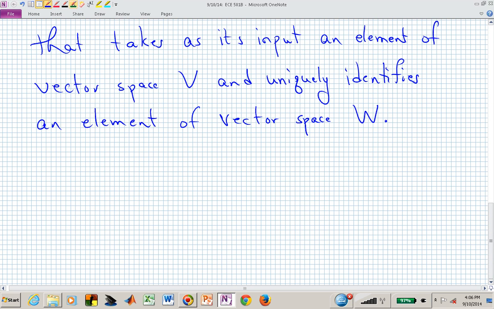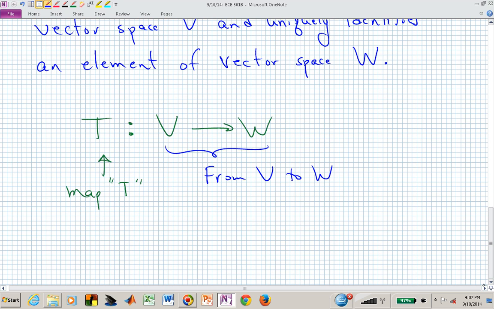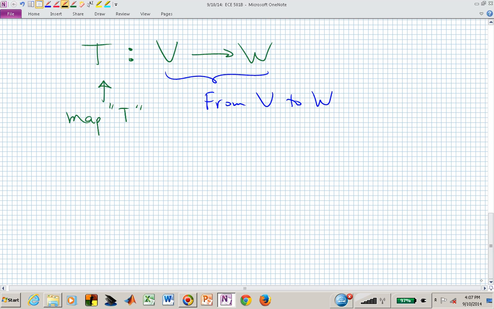The notation that we will use will vary, but we might say T, which is the map T, is going to then map between V and W, where this now means from vector space V to vector space W. To be a linear map actually requires two properties.